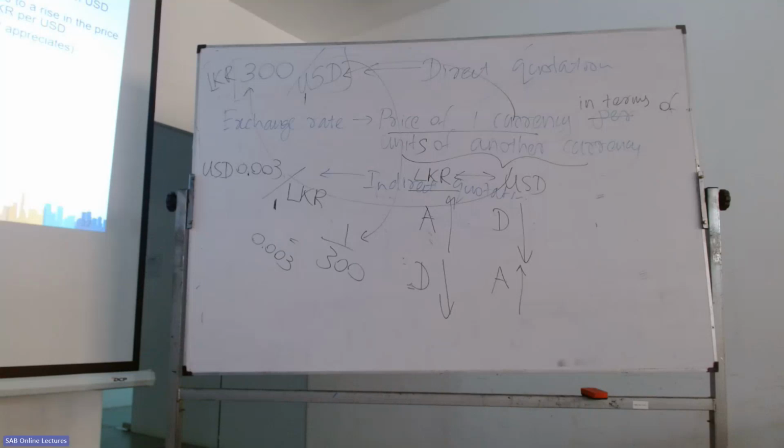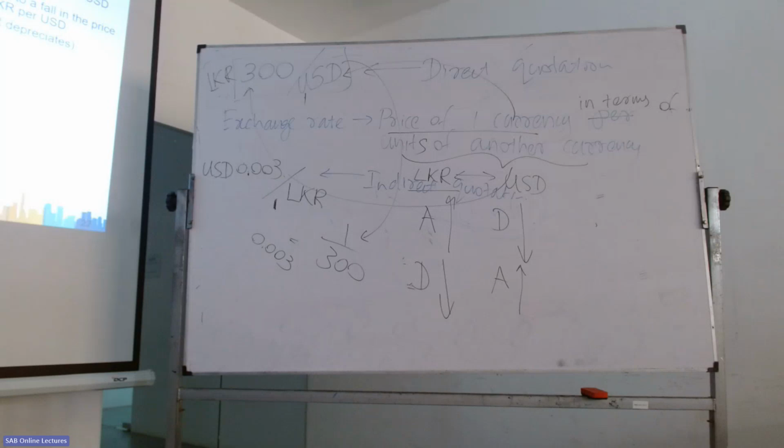So as a result, what happens? Exchange rate falls. The direct exchange rate falls from 300 to 250. The quantity of USD traded has increased because tourists have brought more dollars to the country. As a result, exchange rate has fallen in direct quote. The price of USD in terms of LKR has fallen. That means USD has depreciated. On the other hand, LKR has appreciated.